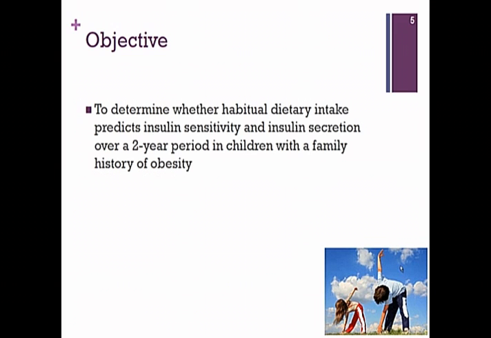So the objective of this study is to determine whether habitual dietary intake predicts insulin sensitivity and insulin secretion over a two-year period in children with a family history of obesity.